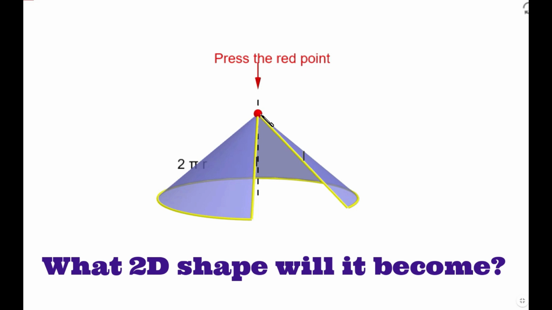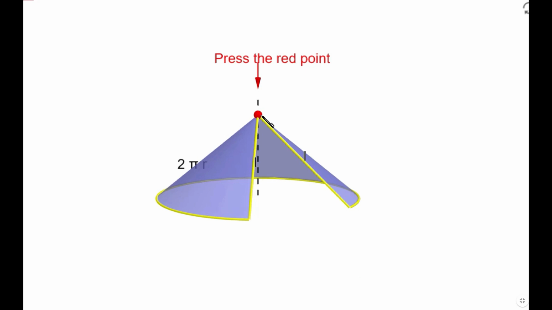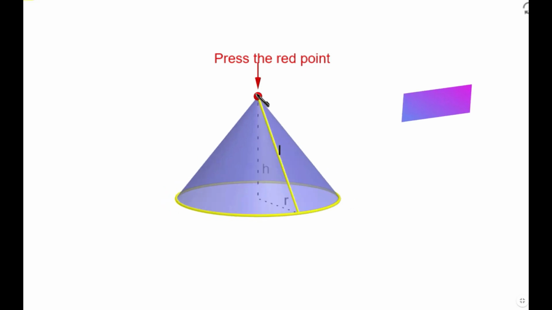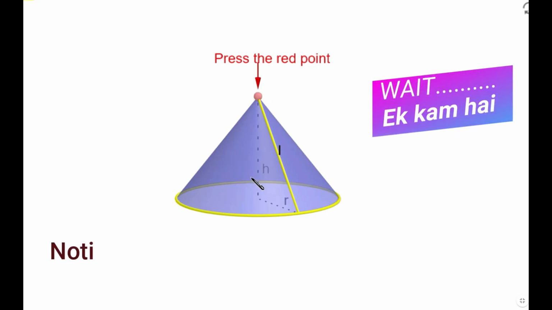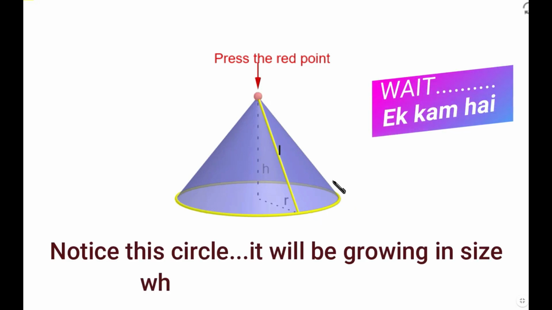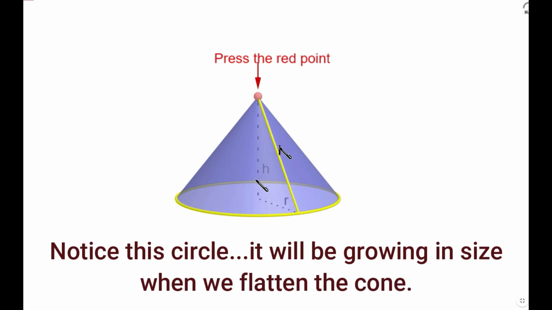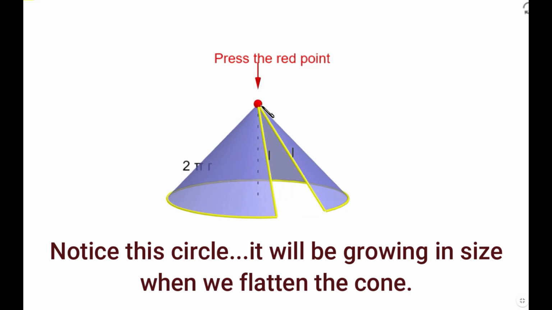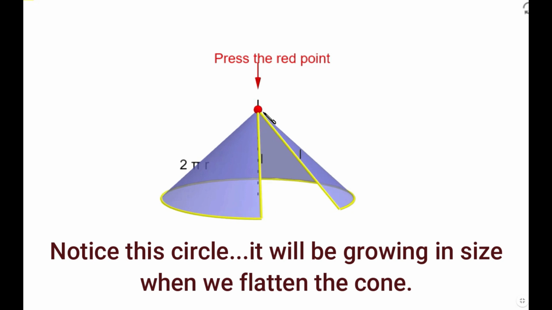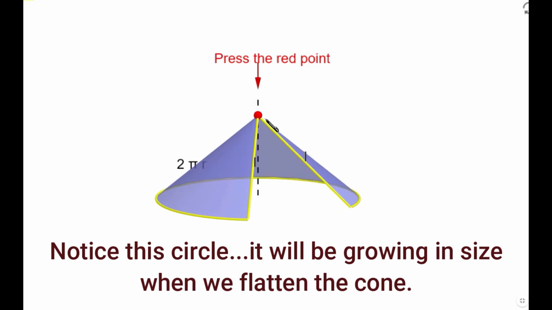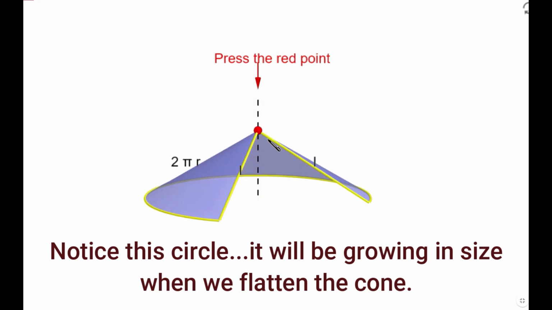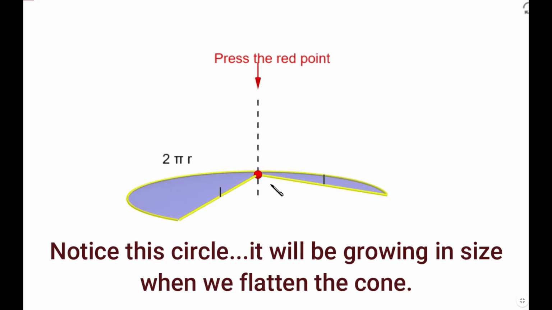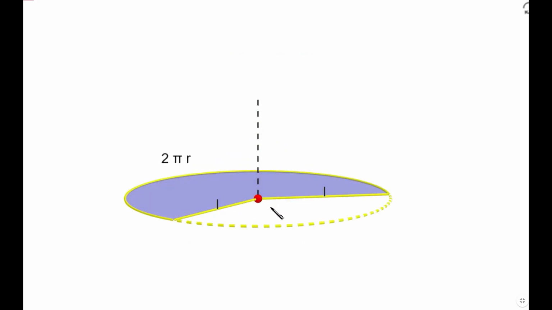So we are opening it up. You need to notice the base circle. This base circle will be growing in size when we flatten the cone. You see that this base circle is actually growing, and the 3-dimensional cone has become a 2-dimensional portion, and this is nothing but a portion of a circle.